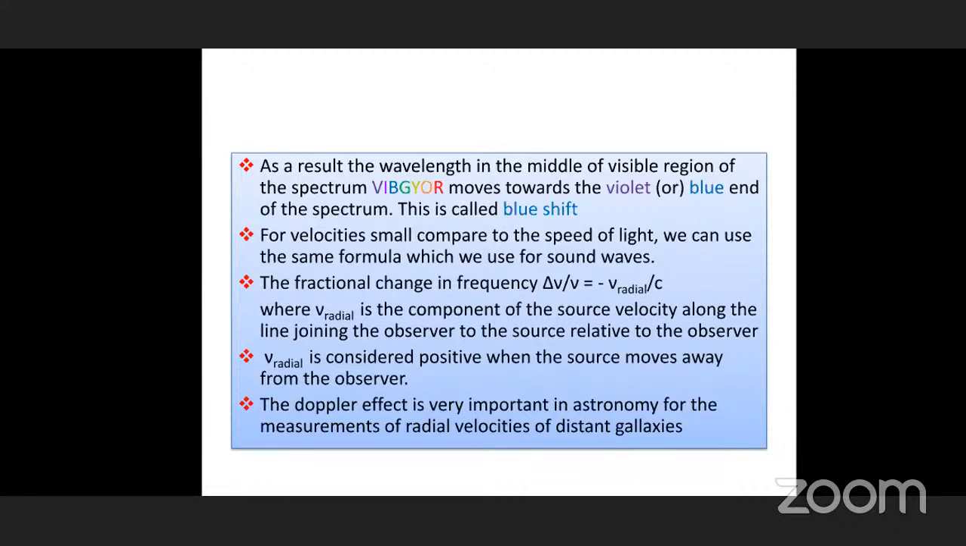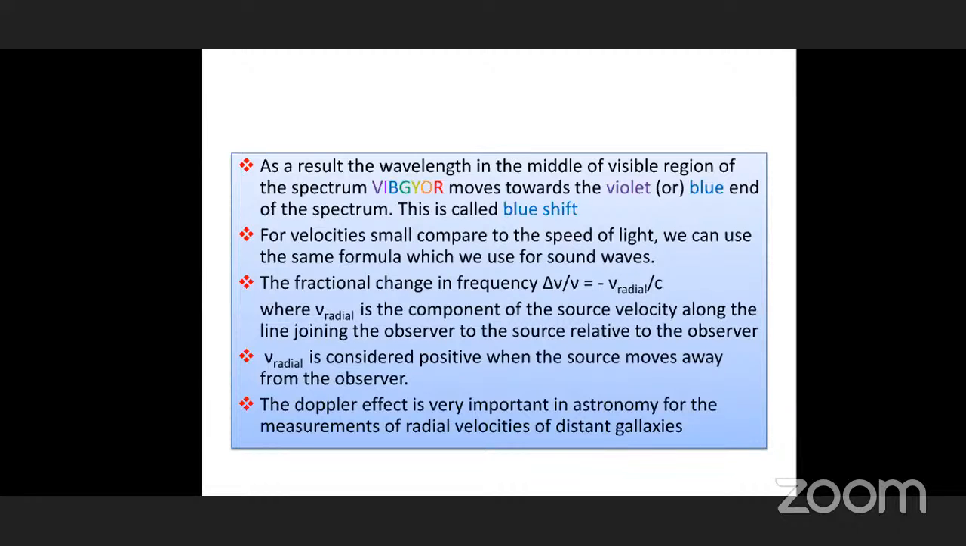Every time they ask, and also in the NEET examinations they will use this formula: delta nu by nu is equal to minus V radial by C. You should remember all these. What are these terms? Delta nu is the change of frequency; nu is the actual frequency of the light produced by the star. Similarly, V radial is the component of the velocity of the star. The star moves in different directions, and that component is taken along the direction of the line joining the observer and the star.